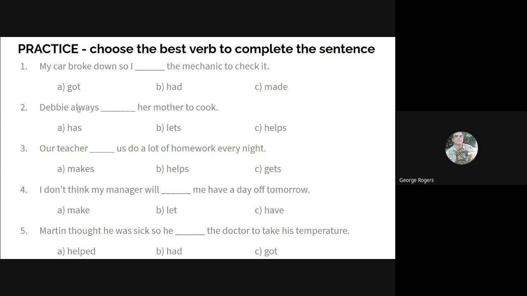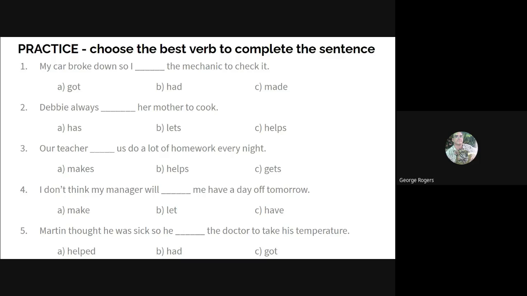For the rest of them, I really won't answer, but I may give clues. So number 2, Debbie always blanks her mother to cook. Debbie always blanks her mother to cook. So again, we have a to here.